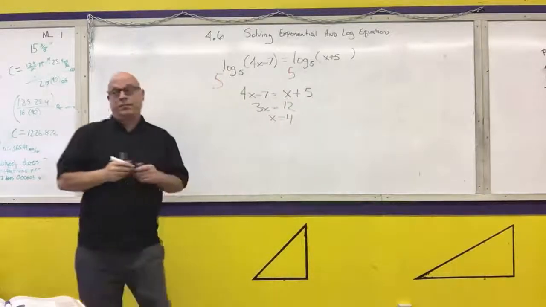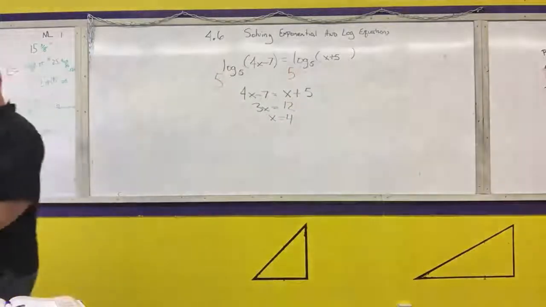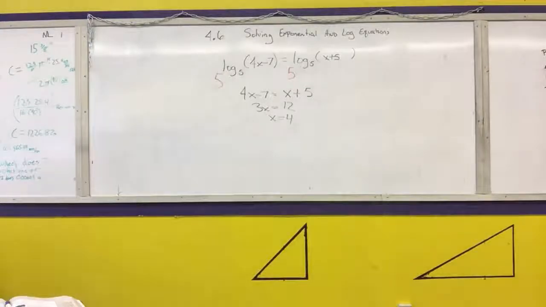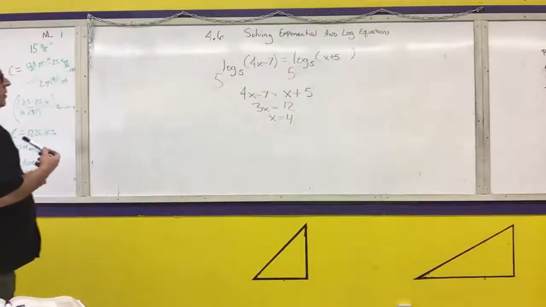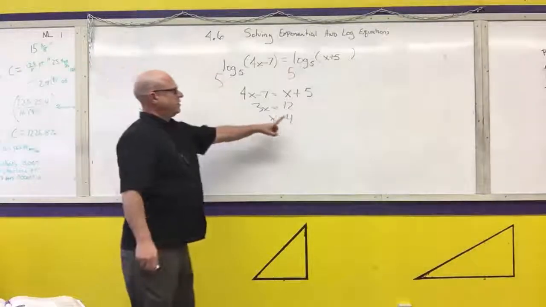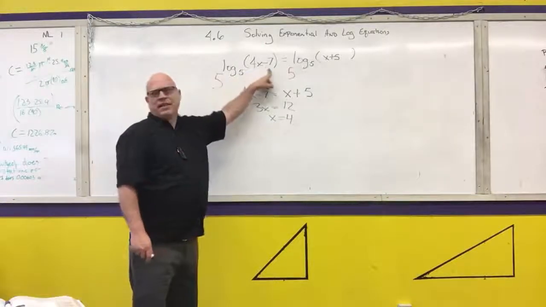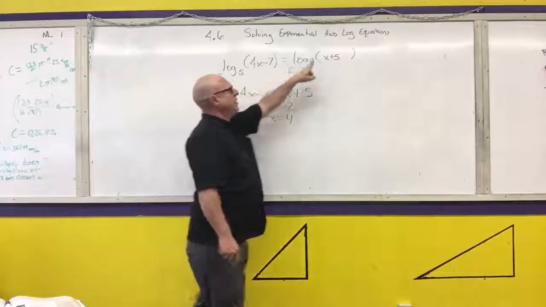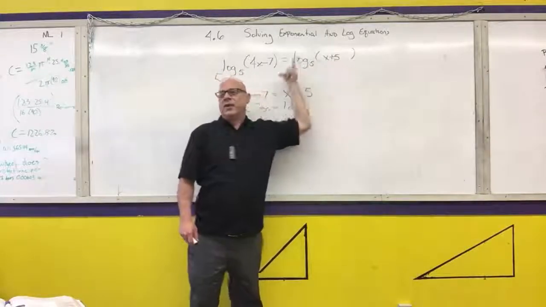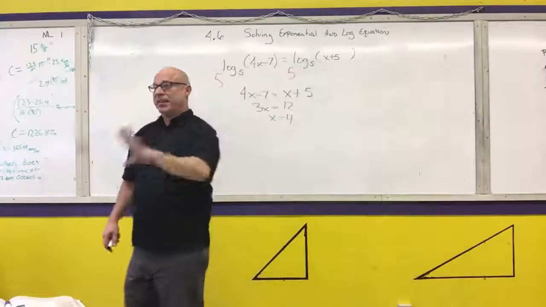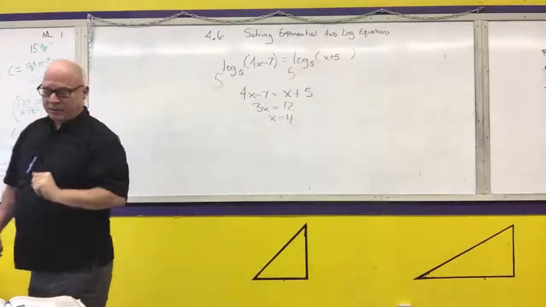And x equals 4. Is 4 above 0? So it's a valid solution. Actually, I don't care if that's above 0. I care about if this is going to be above 0. 16 minus 7, is that positive? Yes. Is 4 plus 5 positive? Yes. I care about what's in the parentheses. Are those positive? Not necessarily the x, but what I'm taking the logarithms of.